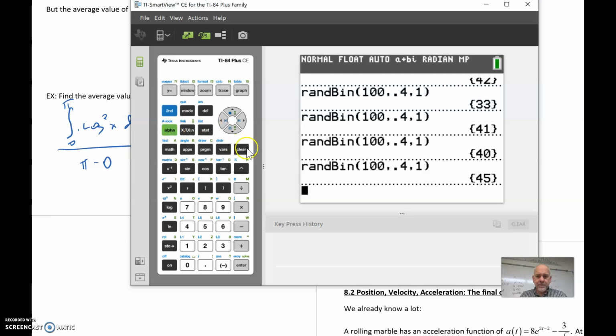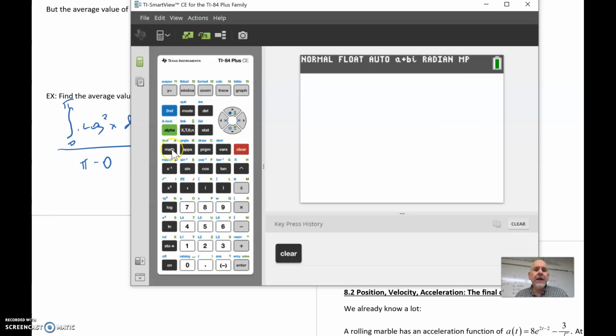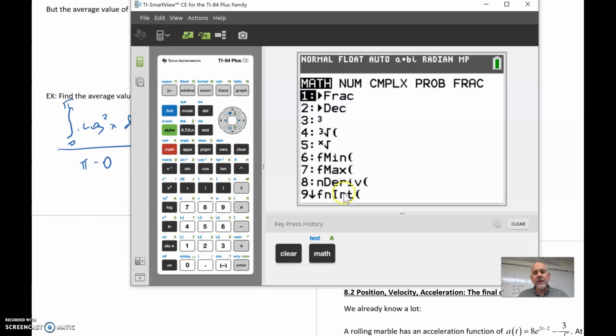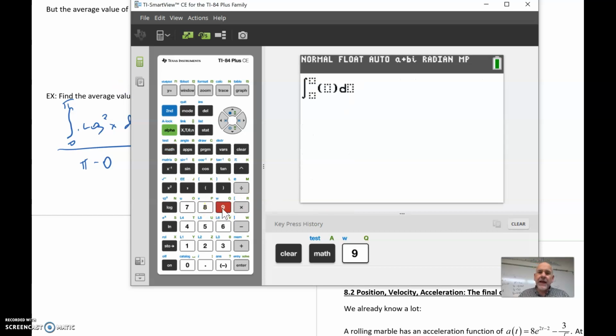And so the fastest way to do integrals, I mean, you can graph it and get the window and do all that. I like to do it just with math. And then you can see number 9 on all the different models. Number 9 is function integrate. So I'm going to integrate this thing. Now, if you're on an 83, you have to first enter your function, and then x, and then the bounds. But on here, it's backwards. I mean, well, it's normal, I guess, from 0 to pi, and then my function.